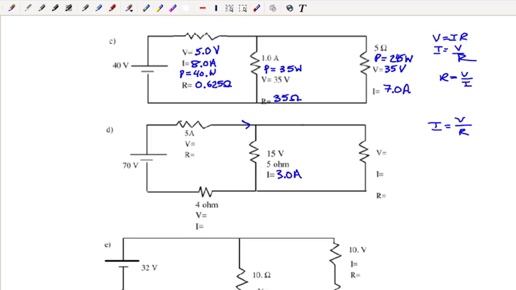So 3 amps out of our 5 amps came this way. That must mean the other 2 amps came this direction. And they all come back together here to give us, again, 5 amps.